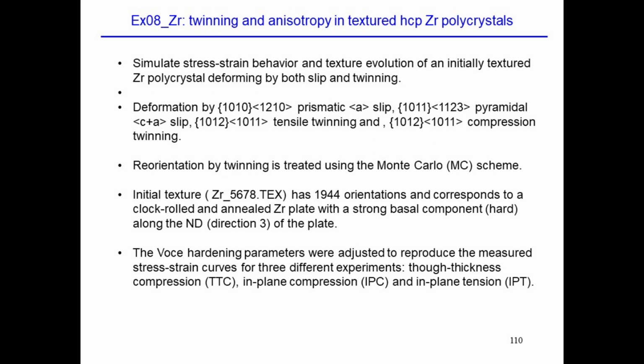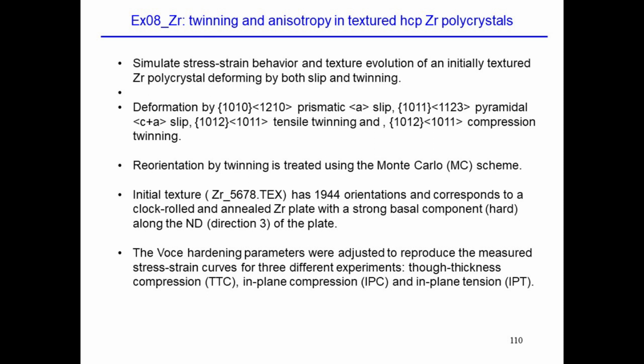So the problem that we are going to be tackling today is the one in example 8, twinning and anisotropy in texture of HCP zirconium. We are going to simulate stress-strain behavior and also the texture evolution of an initial piece of zirconium that was rolled. So it has an initial texture. I'm going to show it in a moment.